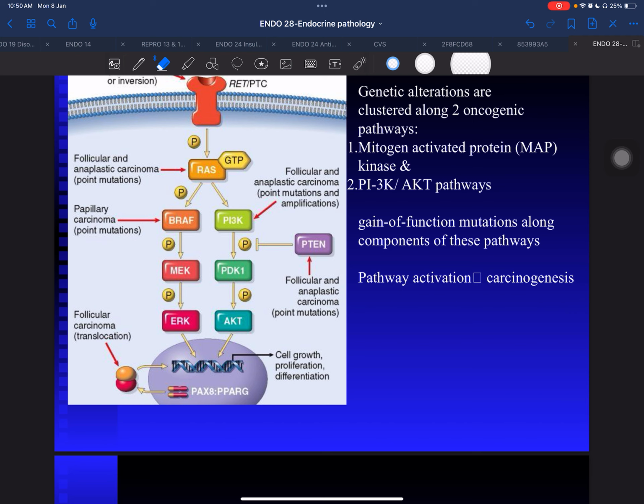Then there's MEK1, and all of these have two branches of oncogenes which can cause different types of cancer, like follicular carcinoma, and all this will cause increased cell growth and proliferation, turning the cells into cancer cells. Okay, you have to know a little bit: at least RET genes in papillary, RAS in follicular or anaplastic.